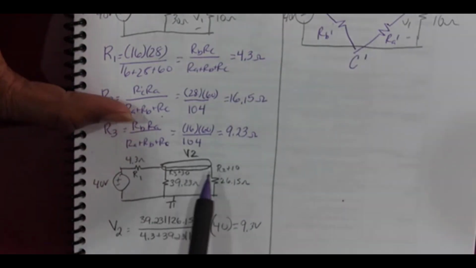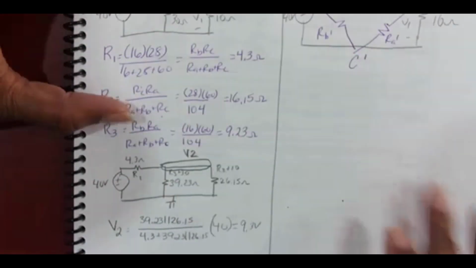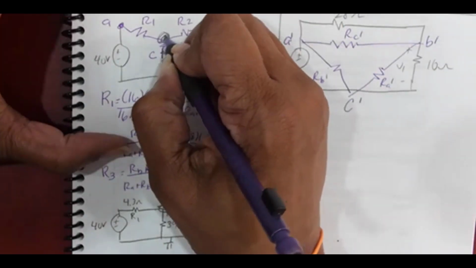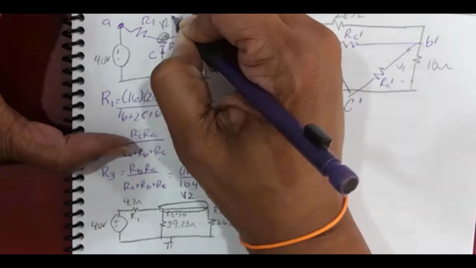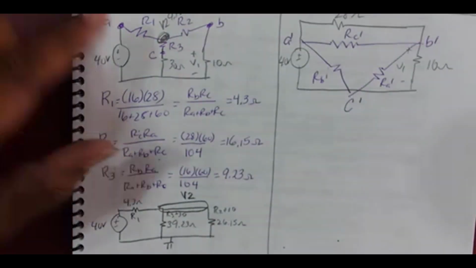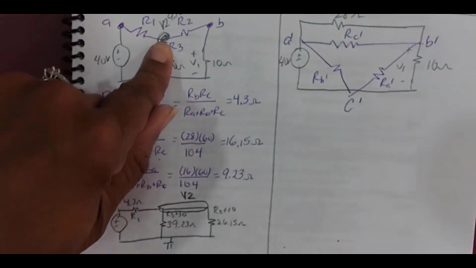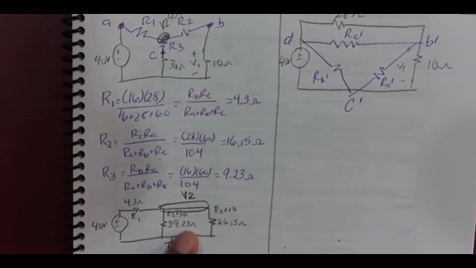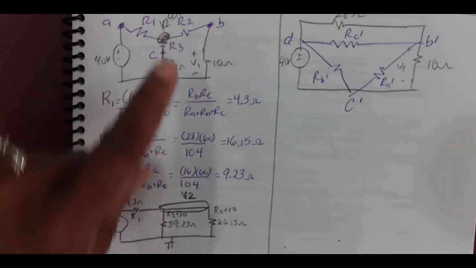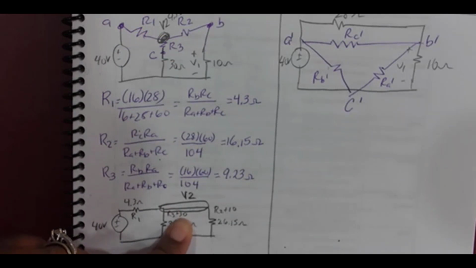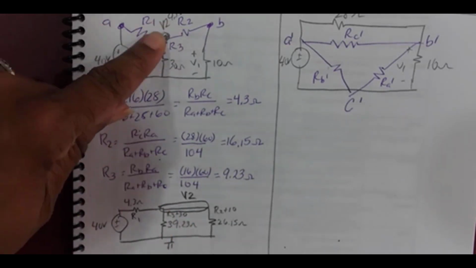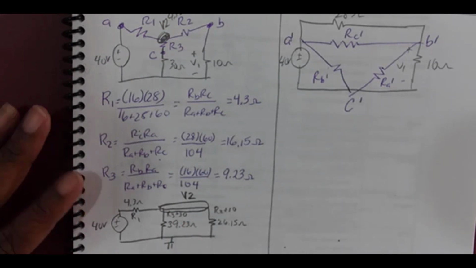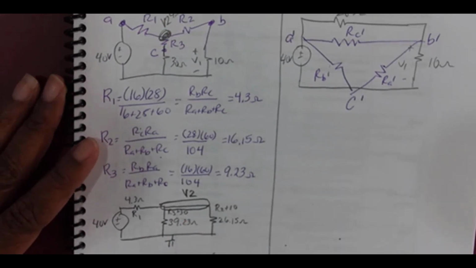All right, finally, we're ready to get V1. So that node here is the same as this node here. So that means V2 right here is 9.3 volts. This is 9.3 volts. That node is the same as this node. If that's 9.3, that's 9.3. If that's 9.3, that's 9.3. So V1, I can find by doing another voltage divider.